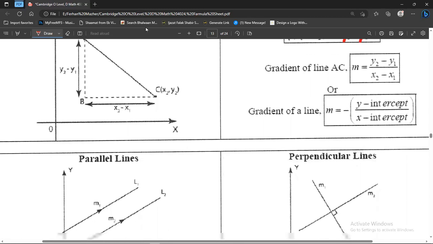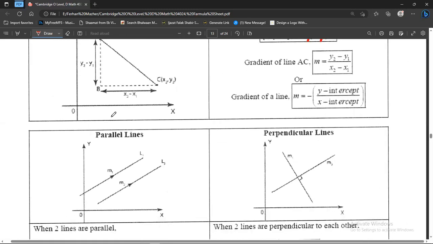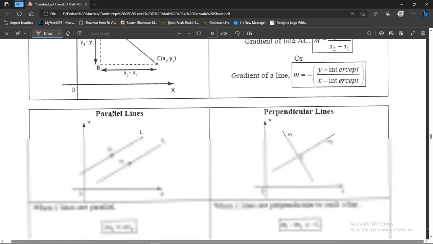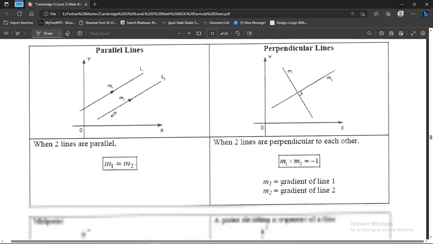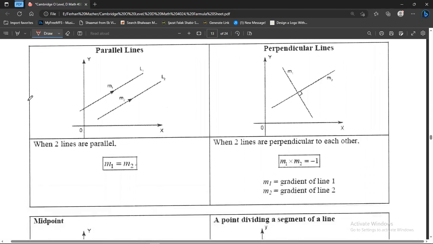So then we have parallel lines and perpendicular lines. If two lines are parallel to each other, their gradients, for example of line 1 and line 2, will be equal to each other. M1 will be equal to M2. If the two lines are perpendicular to each other, then the product of their gradients will be equal to -1.